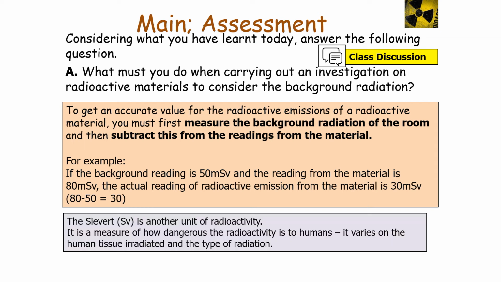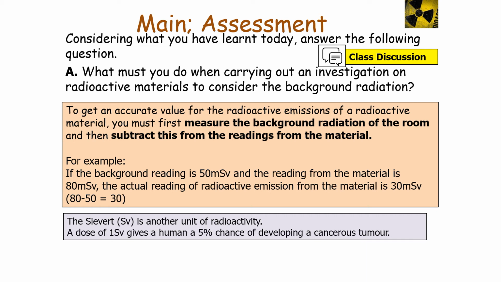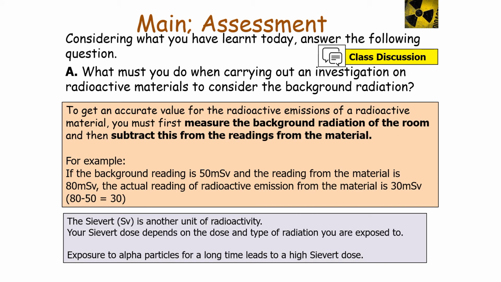Now just to note, the sievert is another unit of radioactivity. It's a measure of how dangerous the radioactivity is to humans, which varies on the type of human tissue irradiated and the type of radiation which is doing the irradiating. It's typical to note that a dose of 1 sievert gives a human a 5% chance of developing a cancerous tumour. Your sievert dose depends on the dose and the type of radiation you're exposed to. So for example, exposure to alpha particles for a long time leads to a high dose of sieverts, but exposure to gamma rays for a short time leads to a low dose of sieverts.